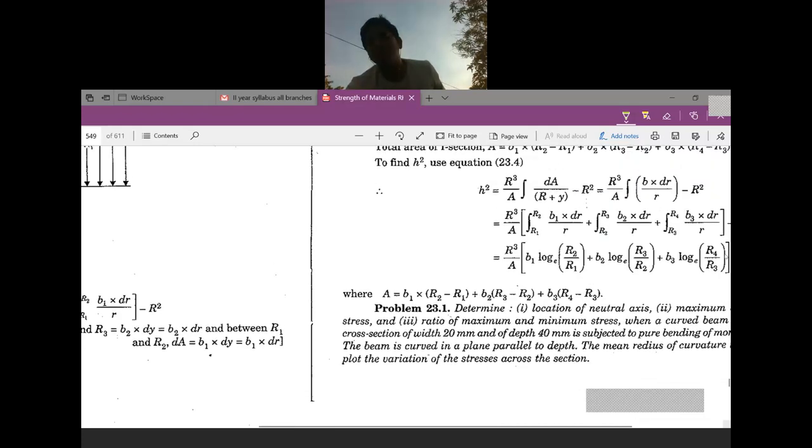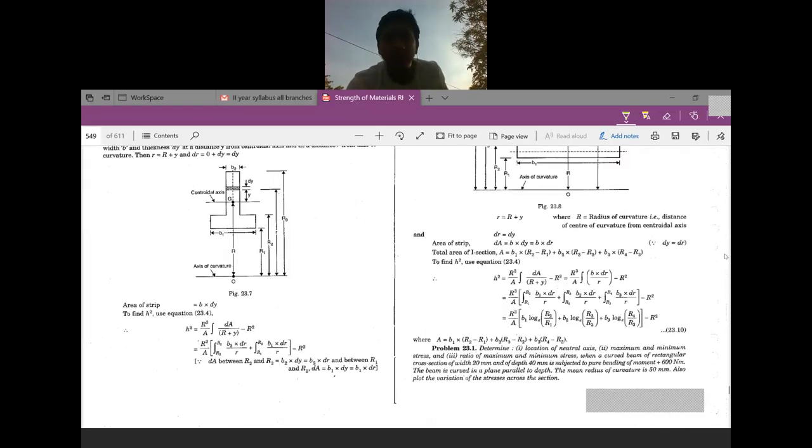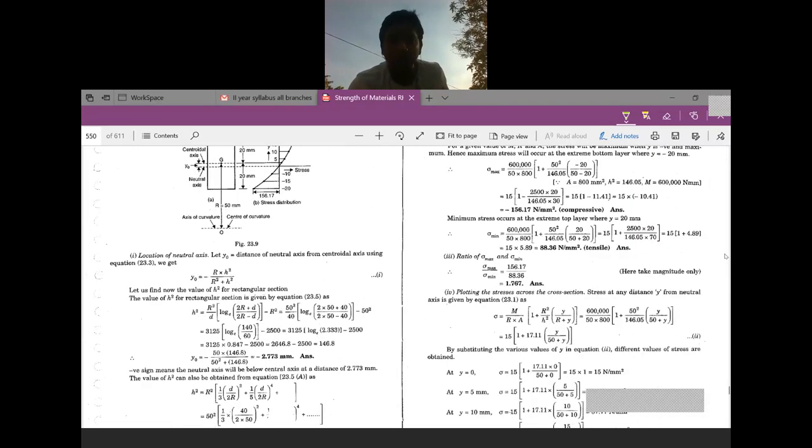Totally, you have one, the sigma tensile stress and compressive stress, which is derived from Winkler's Bach formula, and another one is the distance between the neutral axis and the centroidal axis y naught. One formula is there, and you have h square formulas for rectangular section, trapezoidal section, and circular section. If you know these formulas, you can solve these problems easily. Then we are going to the problem directly.